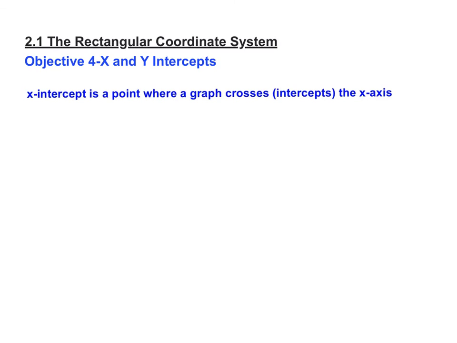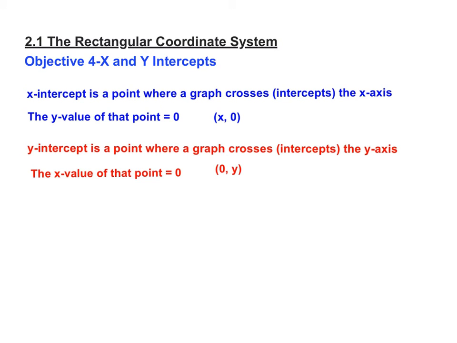So, again, the x-intercept is a point where the graph intercepts the x-axis. And so that y value of that point is 0. So it's always going to be in the form x comma 0, whatever the x is. And then all of the opposite is true for the y-intercept. Okay. The x value is 0. And so it's going to be in the form 0 comma y. So again, in your homework, you're going to have a picture of a graph. They're asking you to identify the x and y intercepts. All you've got to do is identify those points, okay, by looking at the graph.